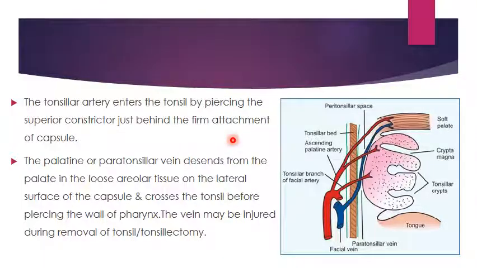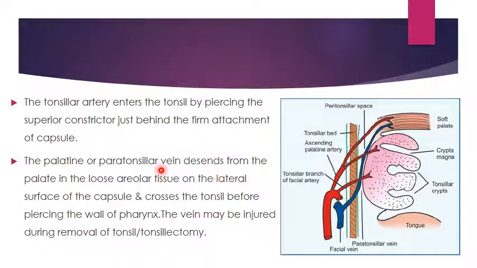The tonsillar artery enters the tonsil by piercing the superior constrictor just behind the firm attachment of the capsule. Now here you can see this one is the tonsillar artery or tonsillar branch of the facial artery, and this is the superior constrictor muscle, and the tonsillar artery pierces the superior constrictor muscle to enter the palatine tonsil.